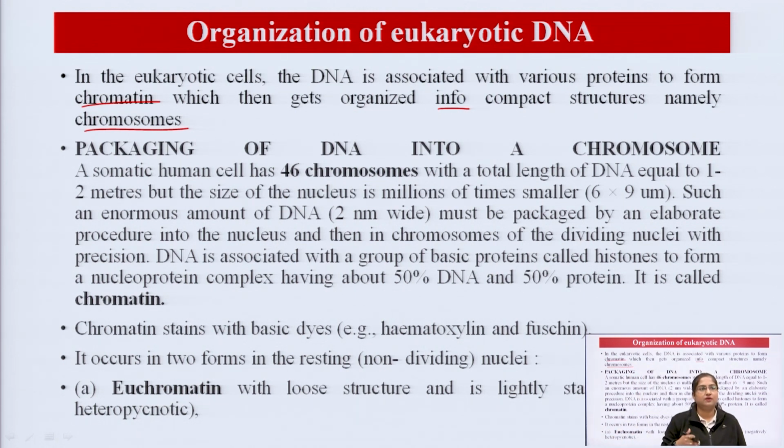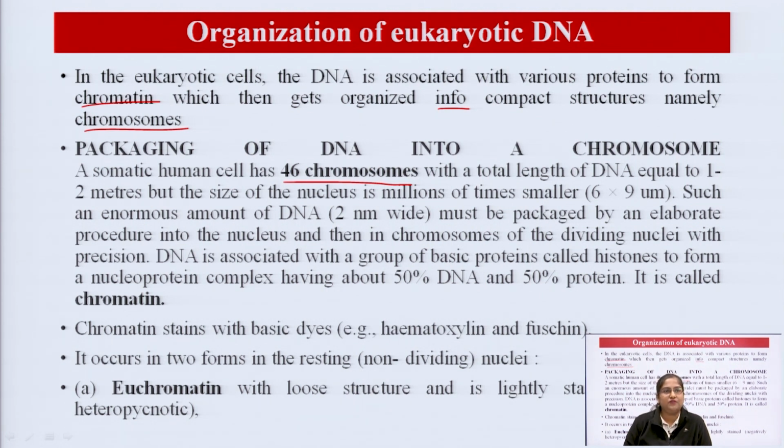So, here we are going to study about chromatin, the chromosomes, how they are packed, and what their types are. So, how does the packing of DNA into a chromosome happen? A somatic human cell has 46 chromosomes. Generally, we call it 23 pairs of chromosomes, so 46 chromosomes with a total length of DNA equal to 1 to 2 meters.